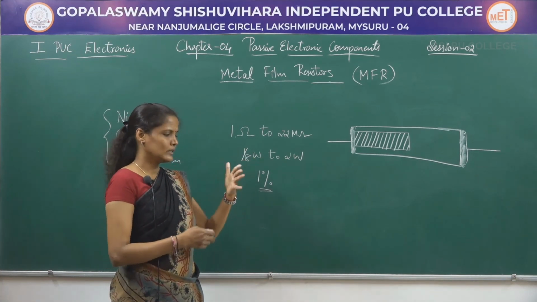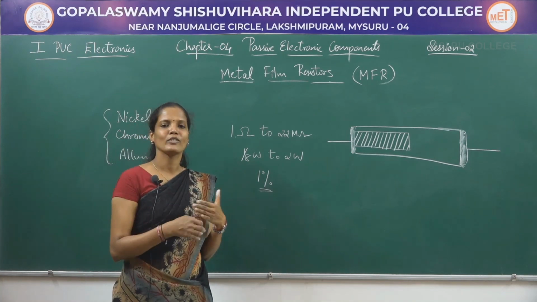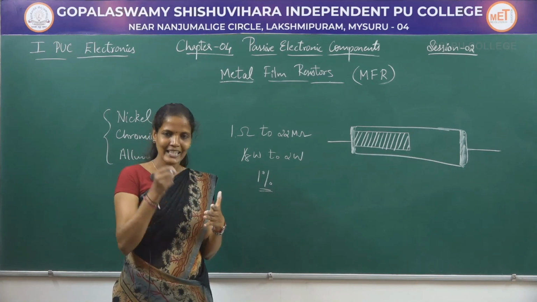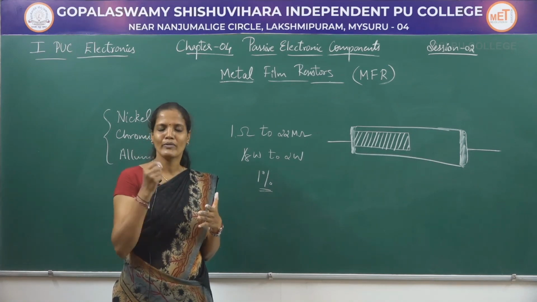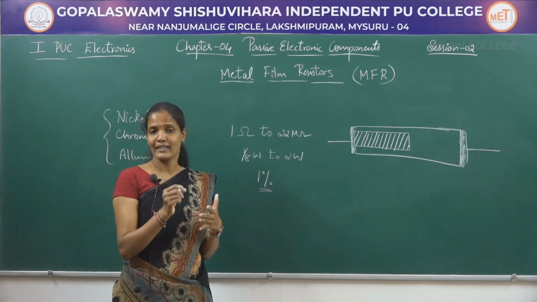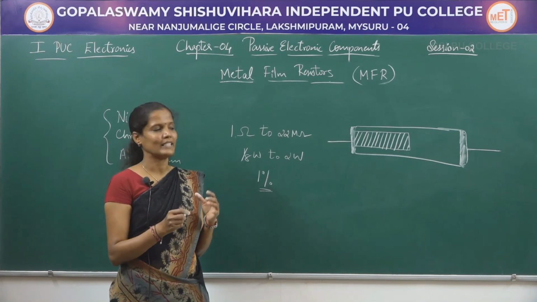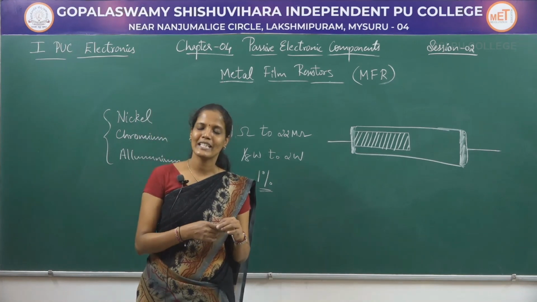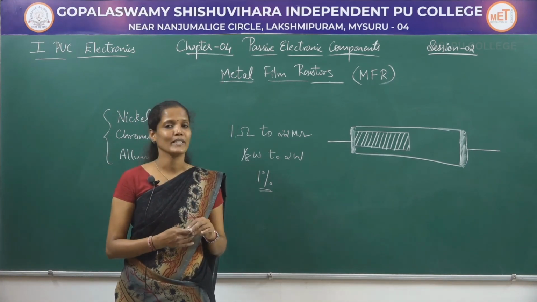On the same ceramic rod, we are going to deposit the thin films of these metals and extract these metal films in the form of a spiral, and the thickness, the length and the width of the spiral determine its resistance value. I hope you are very much clear with this carbon composition resistor and the metal film resistor.